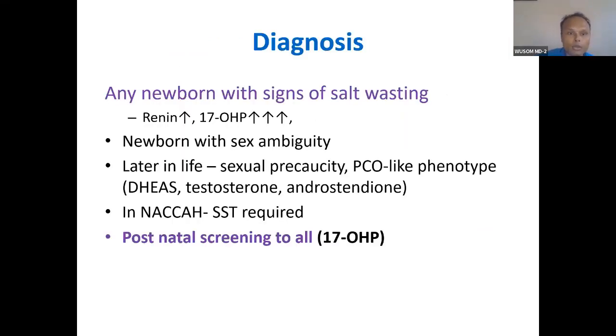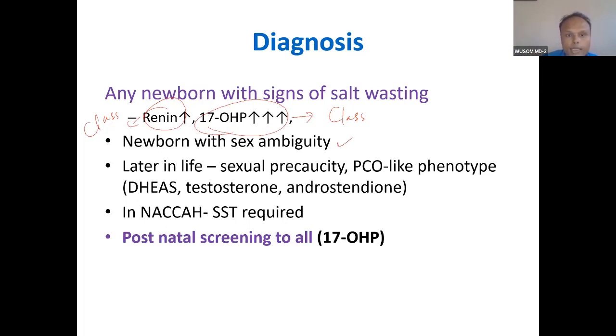You will diagnose this condition through the renin test and OHP. OHP is high. You do the renin test and OHP is high in classical. OHP is high in classical, and renin is also high in classical as a result of feedback. Because aldosterone is not there, this renin will be high. So newborn with sex ambiguity is also added to diagnosis.